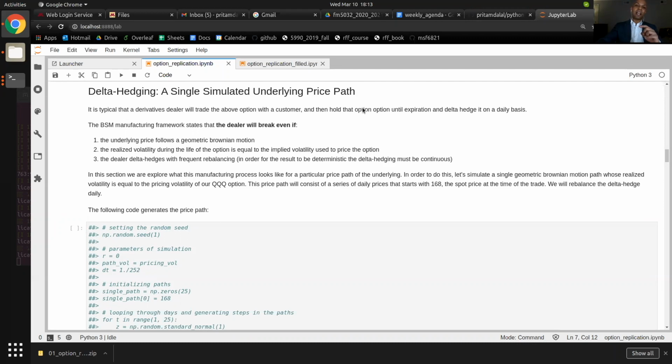So this is actually a probabilistic statement. The dealer will break even on average if the delta hedging is frequent but still discrete. And the more frequent it is, the more deterministic this result is. But in order to be purely deterministic, as is stated by the Black-Scholes framework, you need to delta hedge continuously, which is just a theoretical fiction.